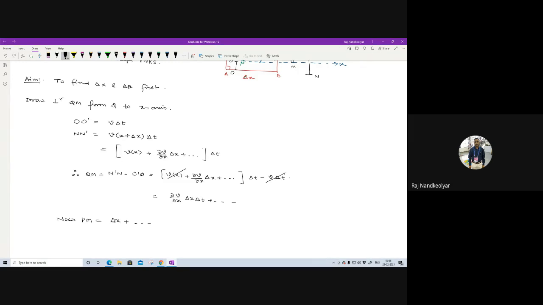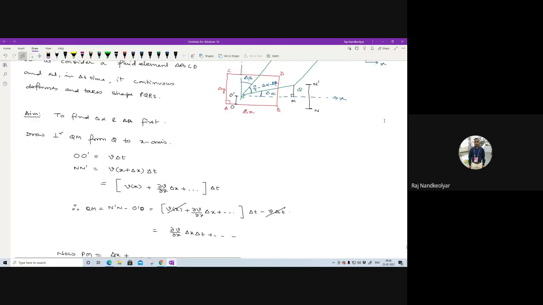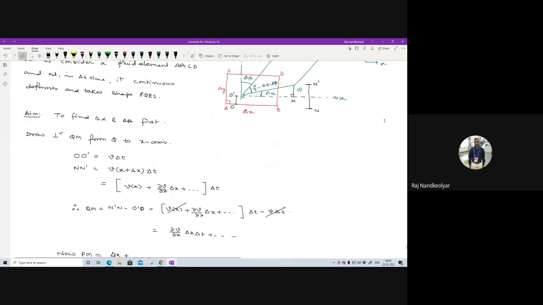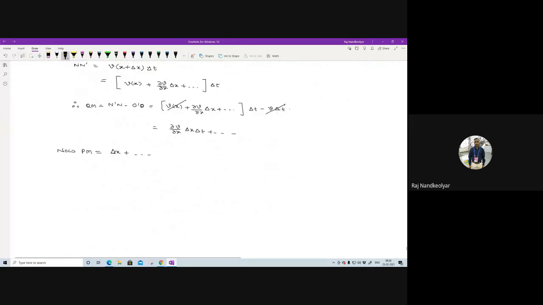Okay. So if pm is your delta x, then now you can treat this as a right angle triangle. In triangle PMQ, you can now write down tan of delta alpha is equal to how much?